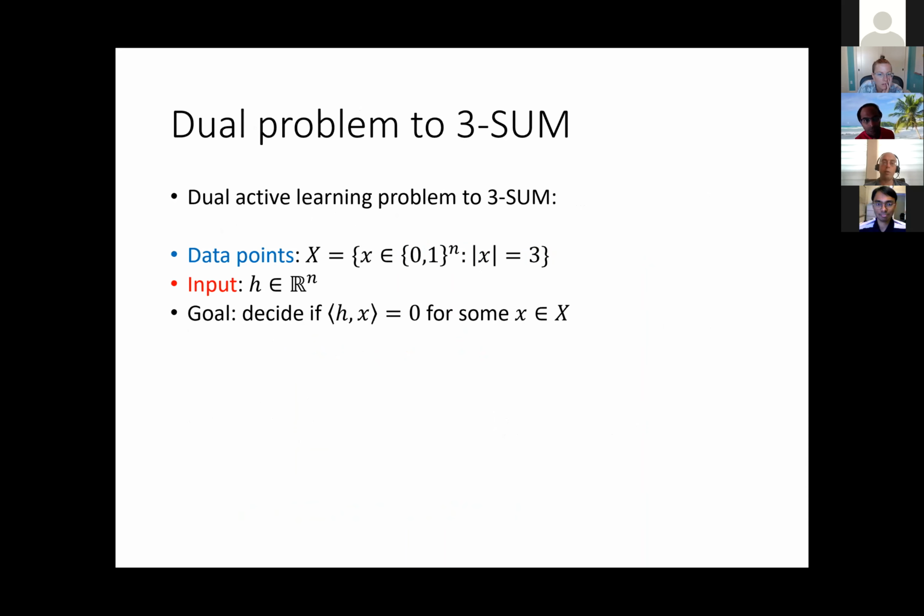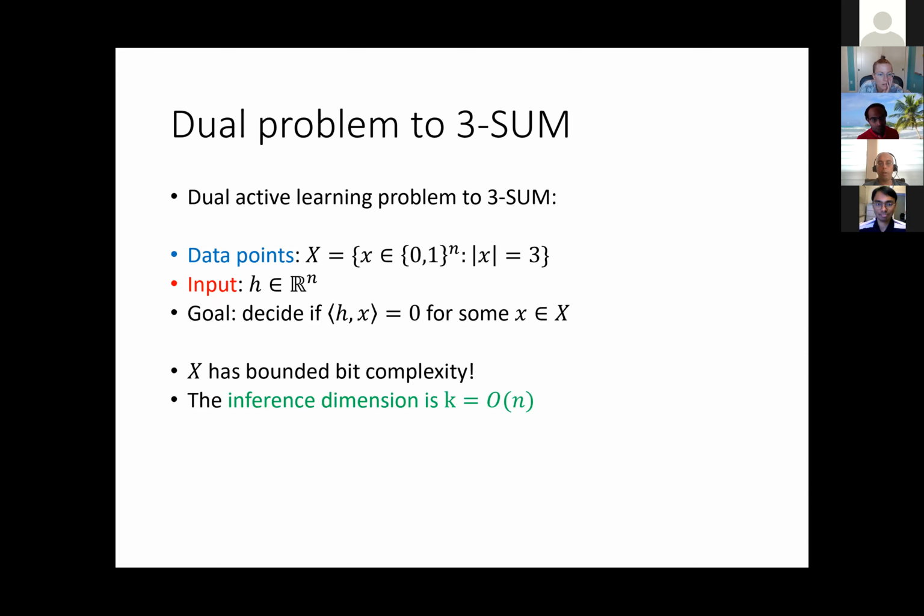So let's view this dual problem to 3-sum. Remember that every point location problem has this dual active learning problem. So what is the active learning problem for 3-sum? Well, it's the following. My data points are just all these 0,1 points in n dimensions with three 1s and the rest being zeros. I have my input, this unknown hyperplane, and I want to figure out if one of these points lies on this hyperplane, meaning if the inner product is 0 for one of them or not.